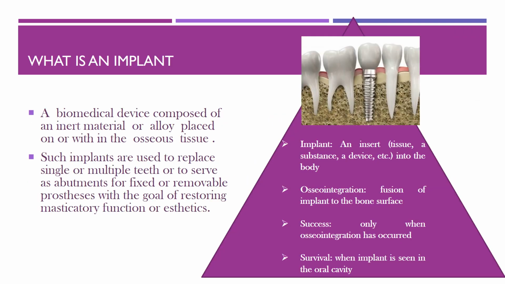Coming to what is an implant? It is a biomedical device composed of an inert material or alloy placed on or within the soft tissue. So such implants are used to replace single or multiple teeth or to serve as abutments for fixed or removable prostheses with the goal of restoring masticatory function or aesthetics.